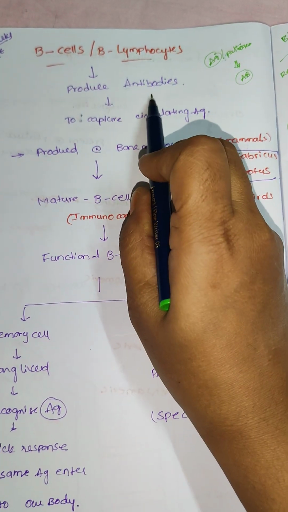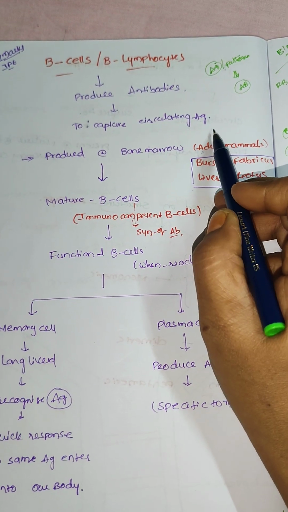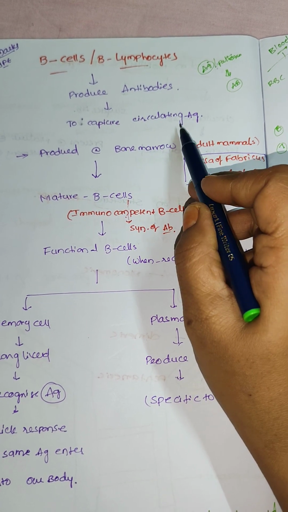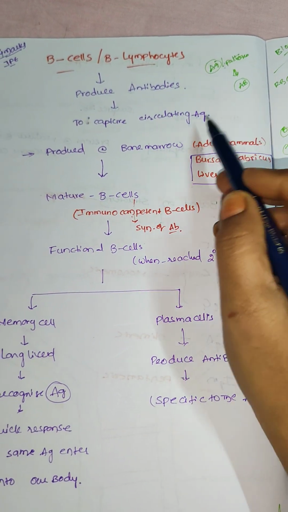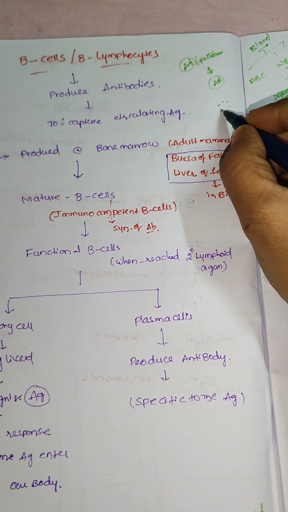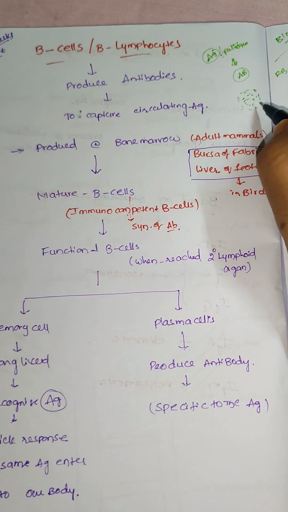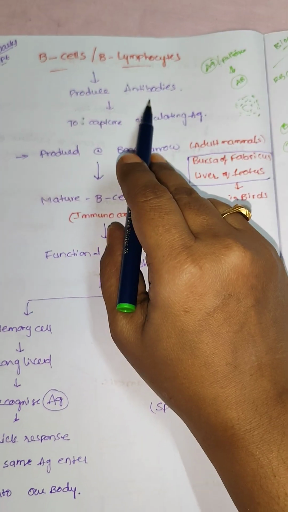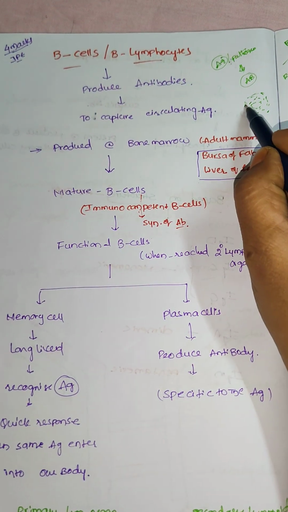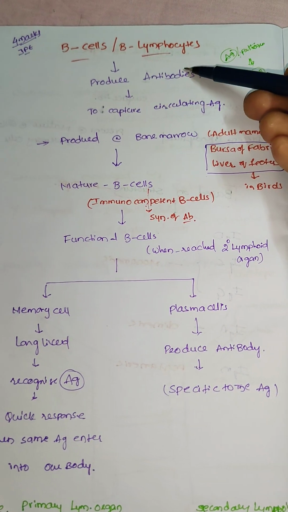Here the antibody is to capture the circulating antigen. In antibodies and antigens we have two types, circulating and surface. For example, in the blood we have a circulating antigen, wherever it is present in the body fluid. So the antibodies capture the circulating antigen, any type of antigen, and it is captured by the antibodies.